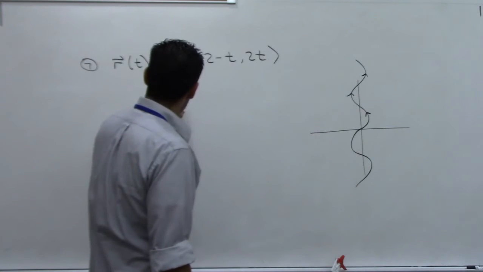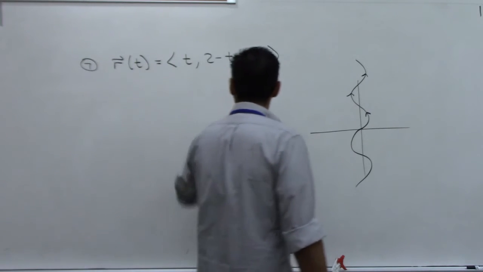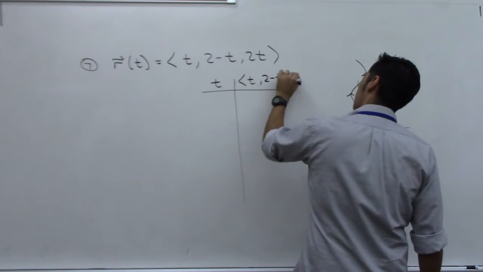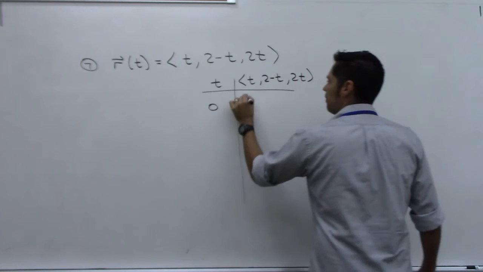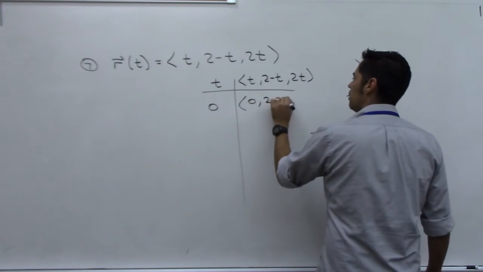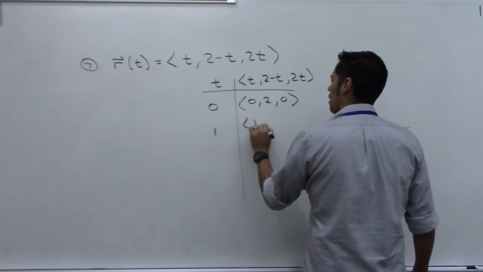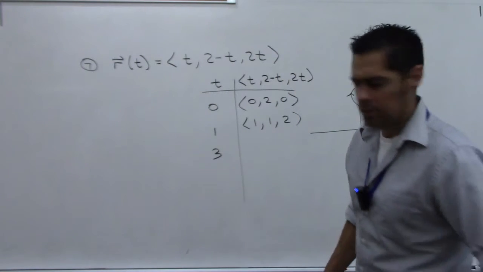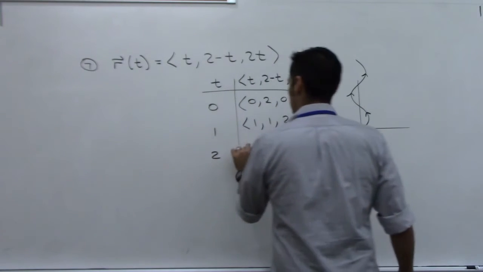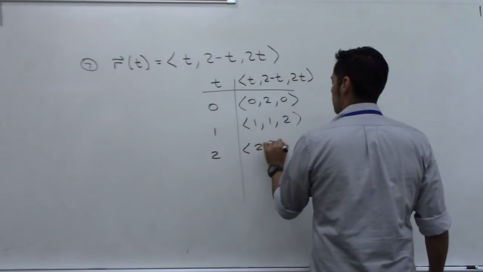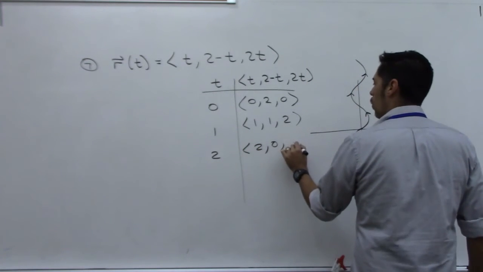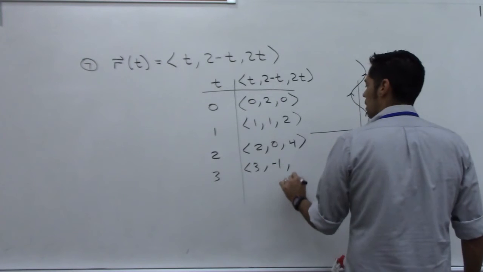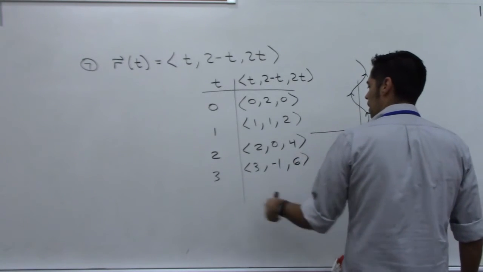All right, so for this one, again, I can make a table. And let's start at 0 this time. 0, 2, 0, and then 1, 1, 2, and then 2 would be 2, 0, 4. 3 would be 3, negative 1, 6. And then I can keep going.